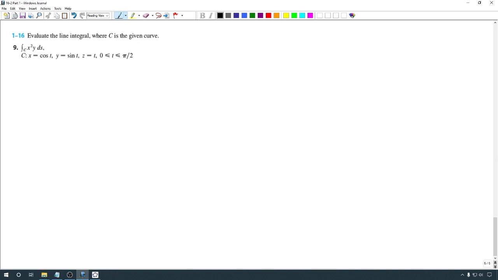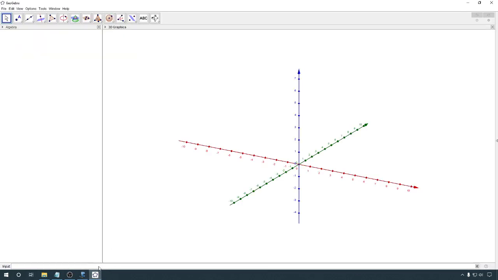Let's work problem 9. So here we have a somewhat similar integral, or at least it looks similar at first, but the curve is a little bit different. Here they actually gave us the parameterization. We don't have to derive that for ourselves this time. If we take a look at it, notice that it is a curve in 3-dimensional space. So if we graph that curve, that is cosine of t, sine of t, t, and our parameter is t, and we're taking that from 0 to pi over 2.